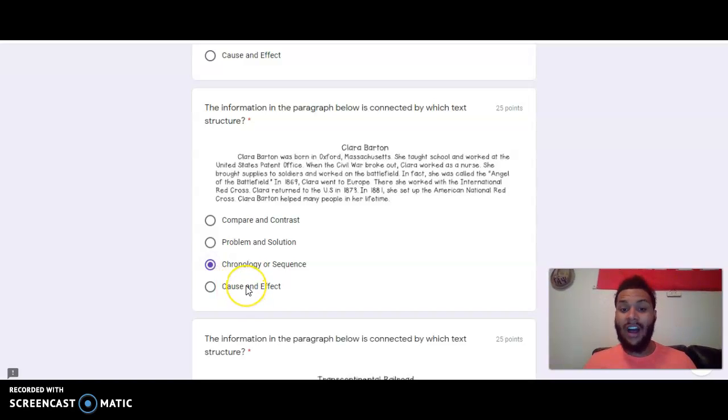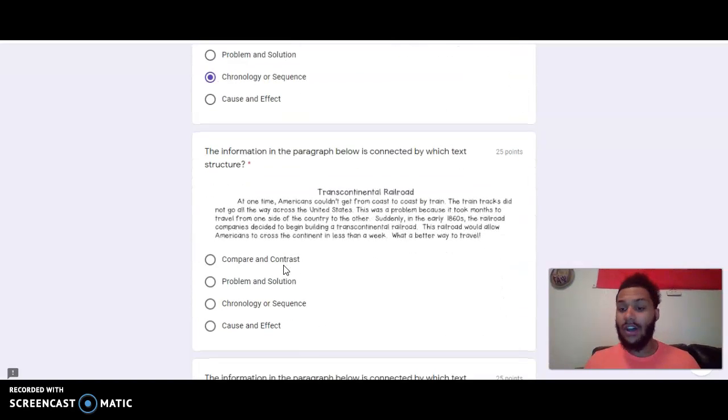Cause and effect, there's nothing in the text that causes something else to happen. Since that is not true, it's not cause and effect. It has to be chronology or sequence because it's telling me events in her life in the order of when they happened, and that is sequencing. Let's go to the next one.